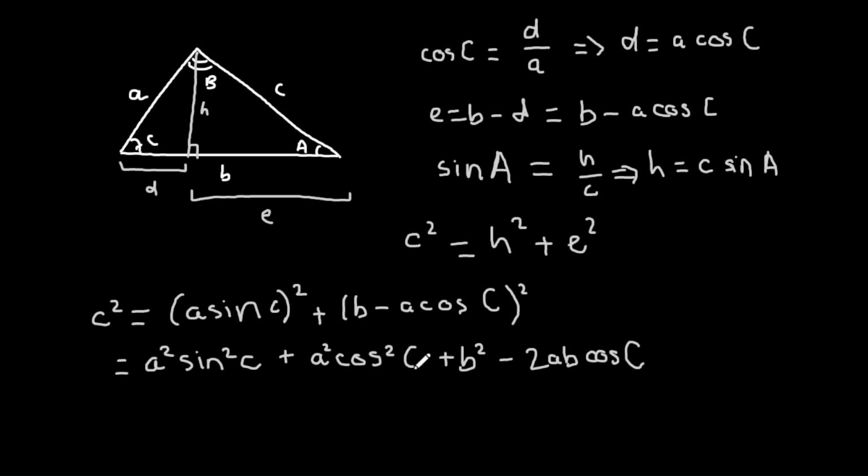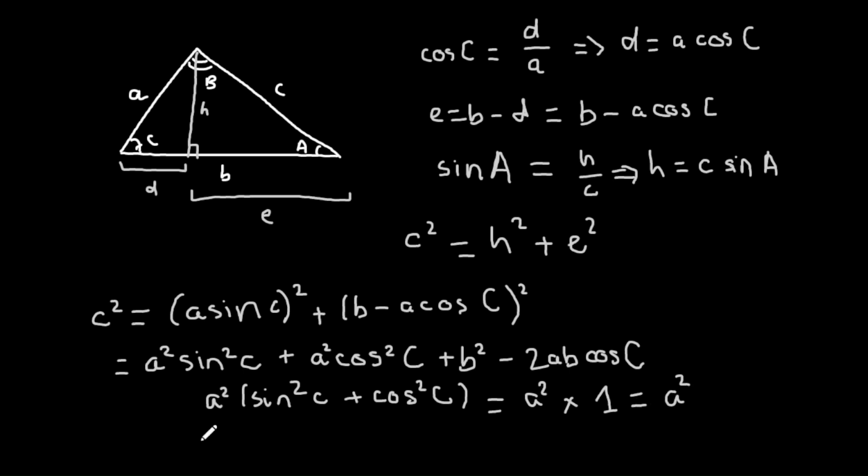Have you noticed something about this part? Let's factor out a squared in this part. And from one of the identities that we covered previously, we know that sine squared C plus cos squared C is equal to 1. Therefore, this is all just equal to a squared. Basically, now we have the cos rule.